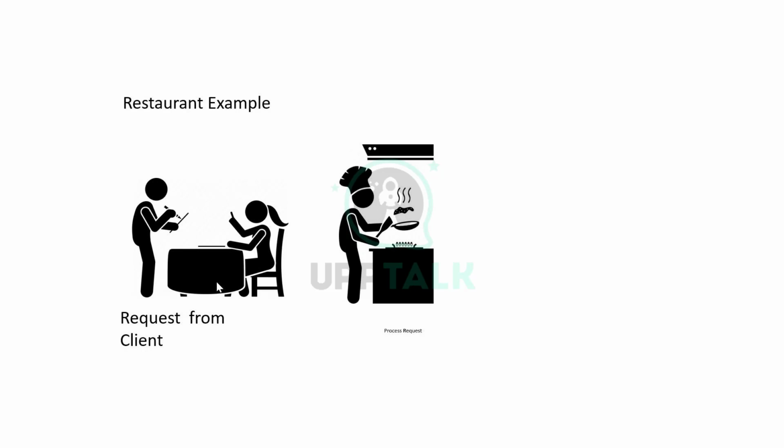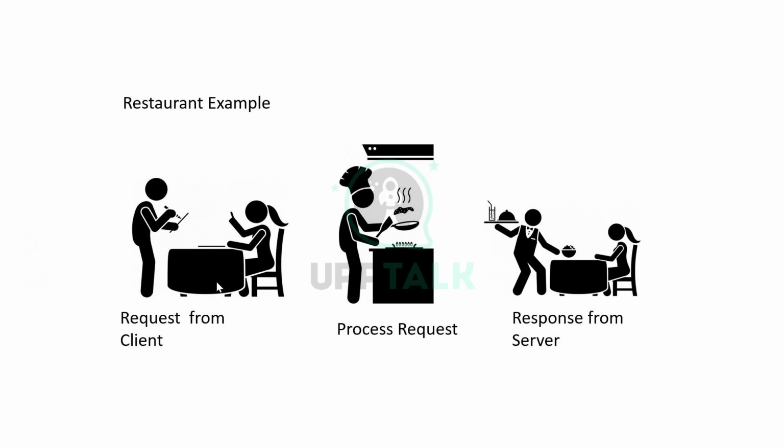Then it will go to the kitchen, process the request, and get a response from the server. You can just understand it like this: your client is the customer at a restaurant, and your server is the kitchen. Actually, your API will not perform any kind of operations or request. It's all about the client and server, but it can process the request.